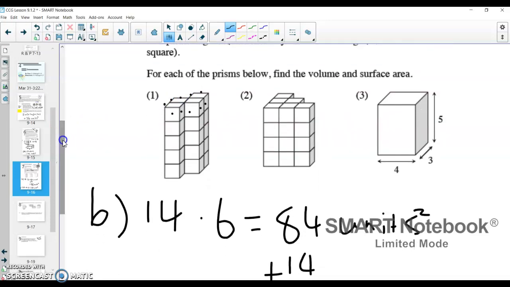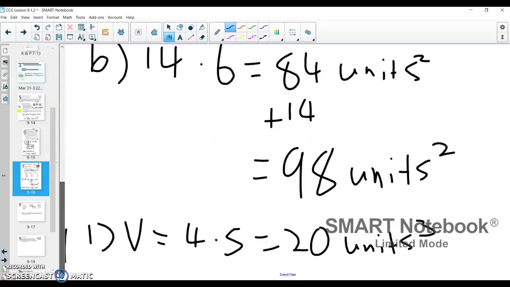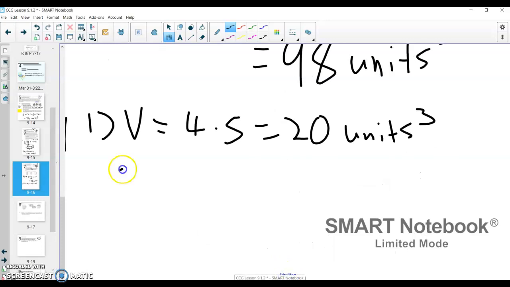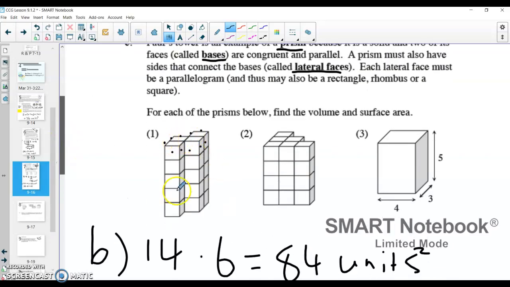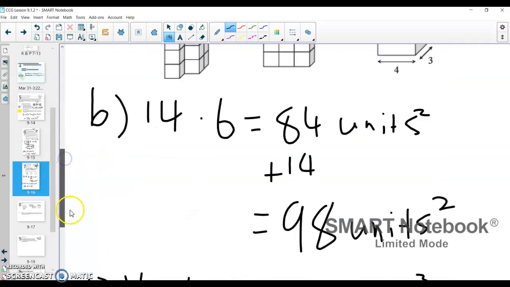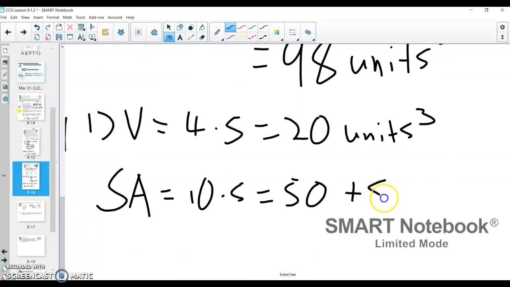So we have a surface area around of 10, and we go 1, 2, 3, 4, 5 layers of that, and so we have surface area here. We have 10 times 5 giving me 50, and now we just need to add the top and the bottom. The top has 4, the bottom has 4, and so that's adding 8 to it. And so we do 50 plus 8, and we get 58 units squared, units squared because it's a surface area.